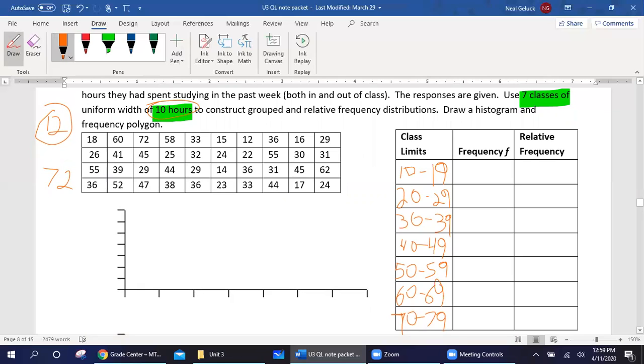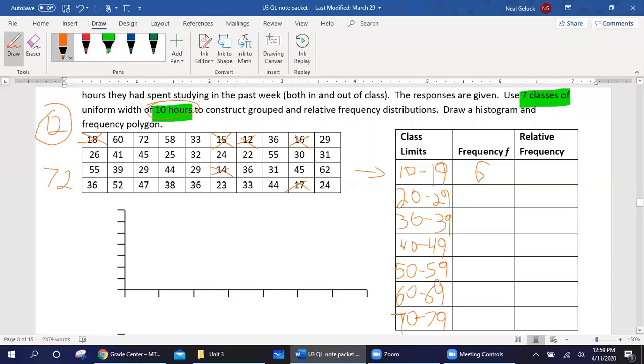So basically, all this fancy stuff, class limits, frequency distribution, is basically saying count how many data values are between 10 and 19. So I'm just going to look through my chart and count. 1, 2, 3, 4, 5, 6. So there were 6 values between 10 and 19.